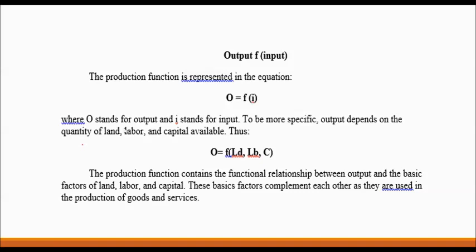And also, it can be based on the capital. So the capital is the amount invested by the company, or it can be the fixed asset invested by the company, like equipment or machineries or tools that are used in the production.